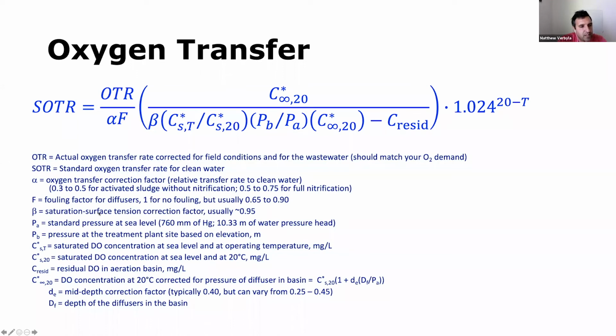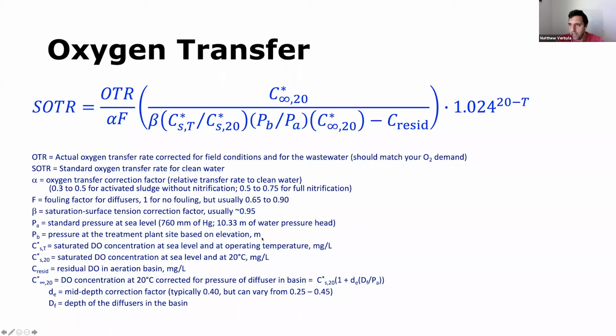Beta is the saturation surface tension correction factor. We usually assume a value of 0.95. P sub A and P sub B are the pressures. So P sub A being the standard pressure at sea level, which is 10.33 meters of water pressure head or 760 millimeters of mercury. P sub B is the pressure at the treatment plant site based on the elevation.